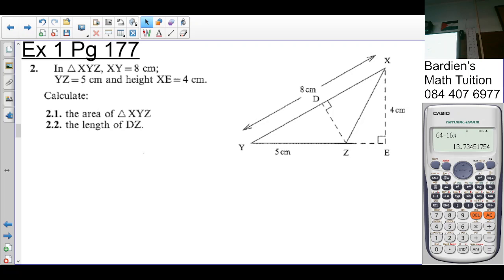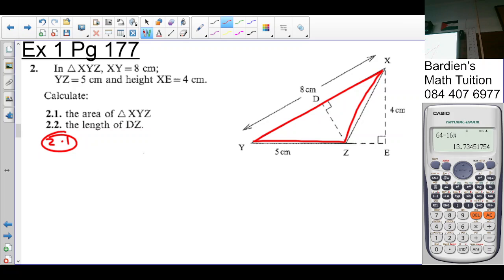XY is equal to 8, YZ is 5, and the height XE is 4. Calculate the area of the triangle. So 2.1, the area of triangle XYZ. How do you calculate the area of a triangle? Half base times height, perpendicular.